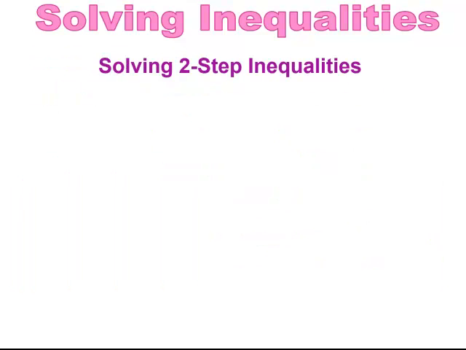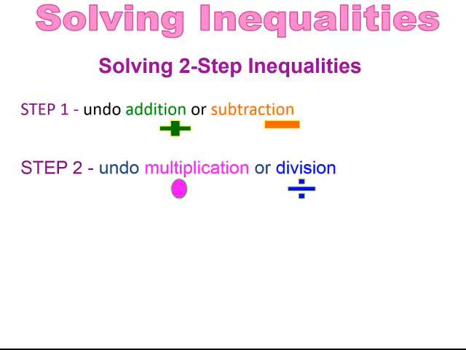So if we have a two-step inequality, the order in which you'll solve it is: the first step is you will undo the addition or subtraction, and then the second step you undo the multiplication and division, similar to equations.